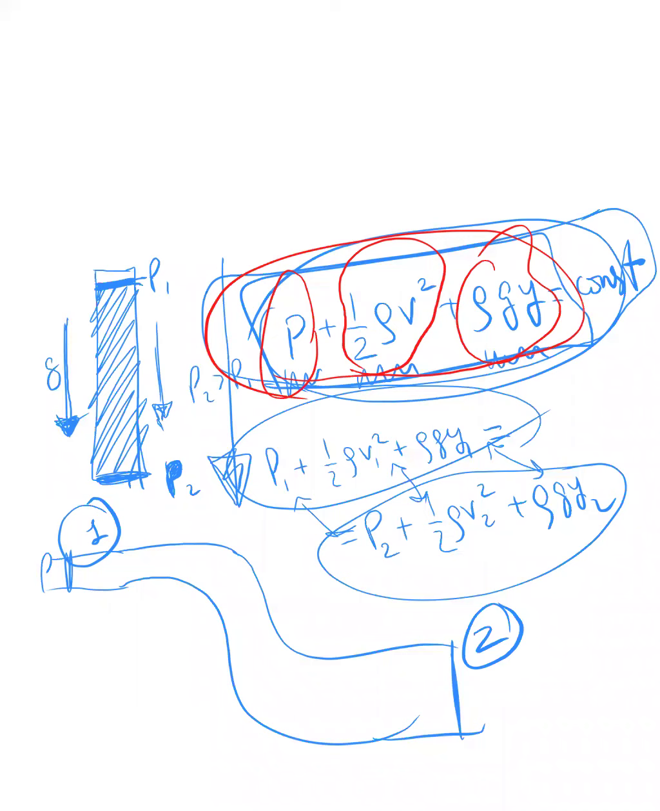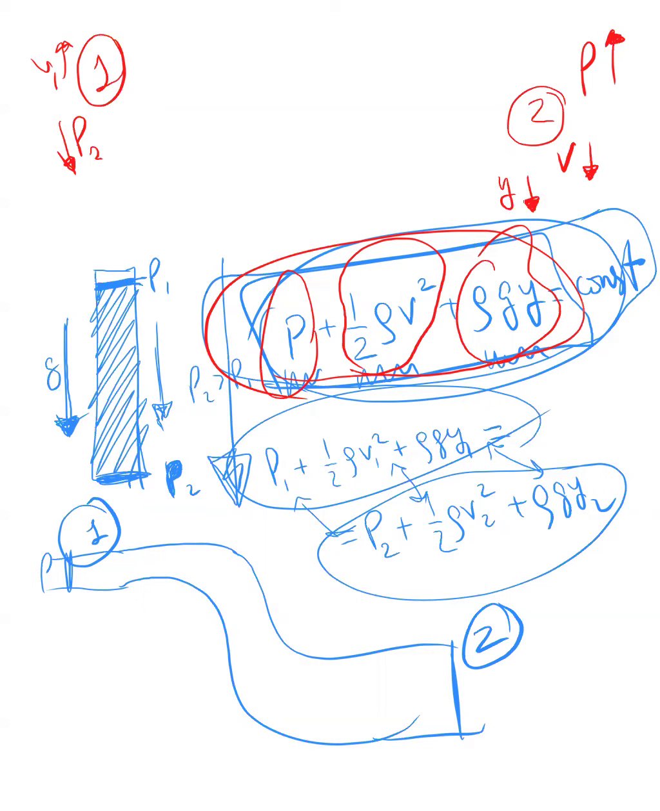So for example, if you are at point 1 and then you get to point 2 and there is some sort of liquid flowing, and if your pressure is higher at point 2 compared to point 1, then one of the following two things has to happen, or both of them could happen. You are either flowing with less velocity at point 2 compared to point 1, or you went down in elevation. Your y is lower at point 2 compared to point 1.